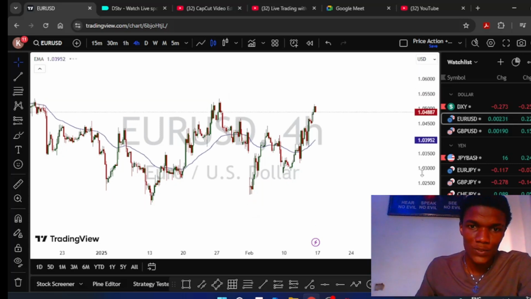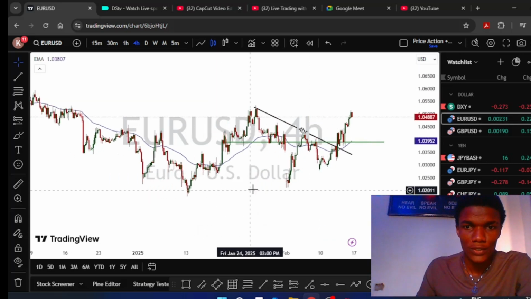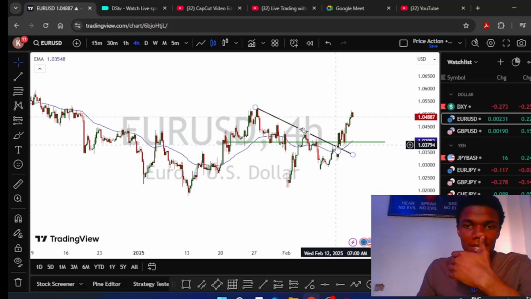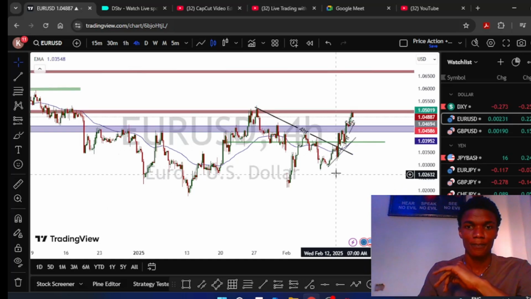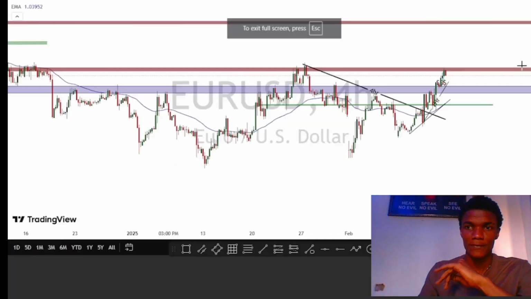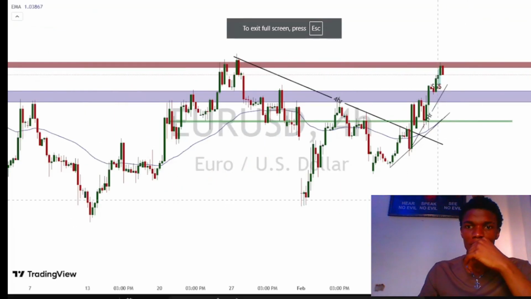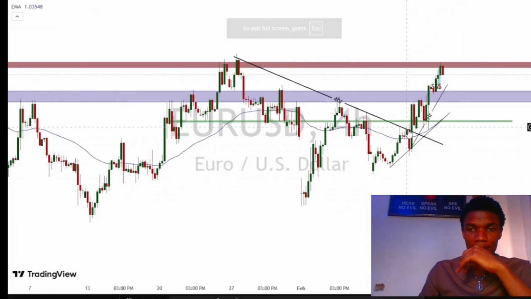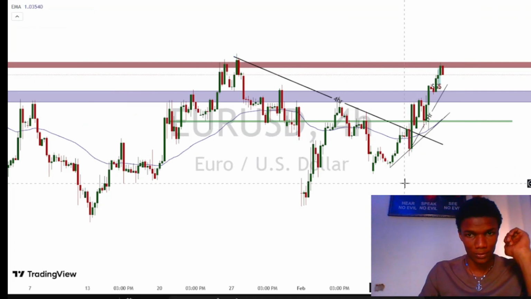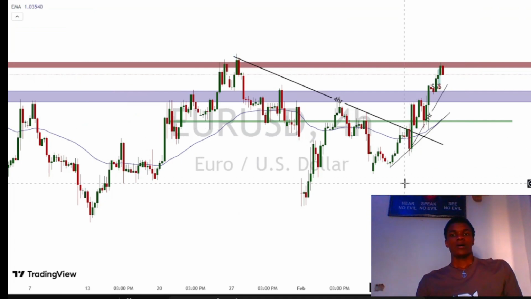So on the Euro USD last week, I was saying that I was looking to see the market reach here again, and then we're going to short this zone here. Let me make this a full screen. So I was expecting that the market was going to get here and short, and it did get there and short. But then we could see the market change immediately.